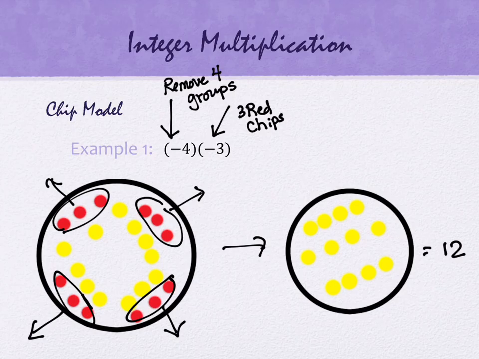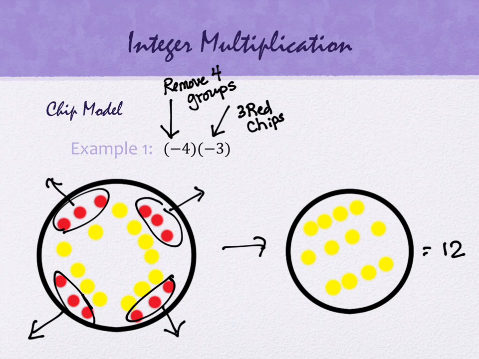So this is a justification for why the negative times the negative is a positive, but why is this answer positive 12? From the picture. Because we just have the positives. Yeah, the red chips were the negatives, the yellow chips are the positives, and the only thing left in my circle is positive chips, so that's the only thing that I've got in terms of sign there. So I have 12 positives that are left.